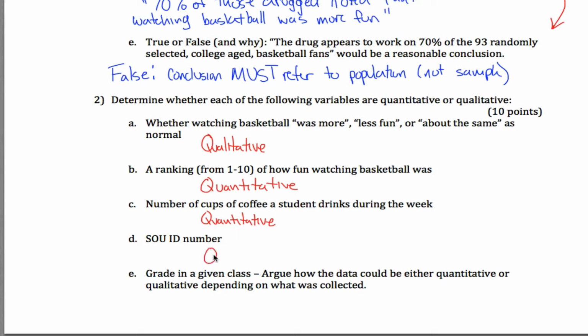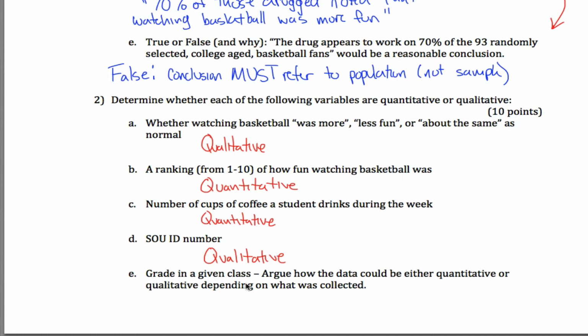SOUID, this is the trick question. This is not quantitative, it is qualitative. How is that qualitative? It says right here, number. You told me numbers meant quantitative. Yes and no. Numbers where the average is meaningful are quantitative. If we average your SOUID number and my SOUID number, that average number has no meaning. These are qualities, categories, not quantities. This would actually be qualitative.